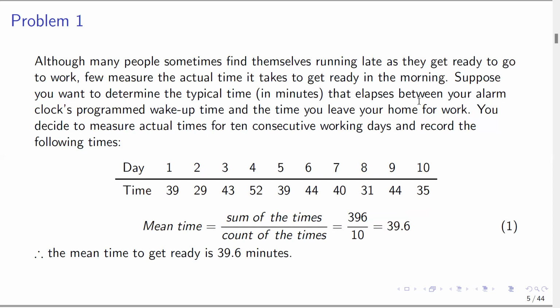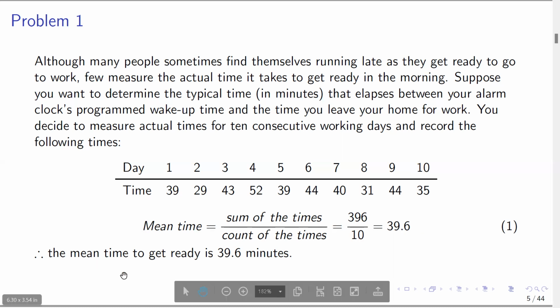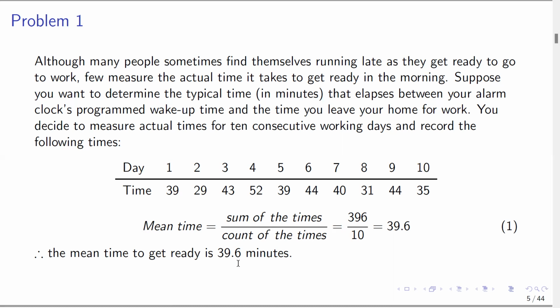So we have 10 days, and we have the time between when you wake up and when you actually leave your home for work. How do we find the mean of these times? First of all, we sum these 10 times and we divide by the count of the times. There are 10 days we are considering, so we have 10 times. So we have the sum of the times, that is the sum of this particular row, and that gives us 396. And there are 10 of them, so divided by 10, you have 39.6. So on the average, it takes 39.6 minutes for this particular person to get ready for work from the time he or she wakes up.